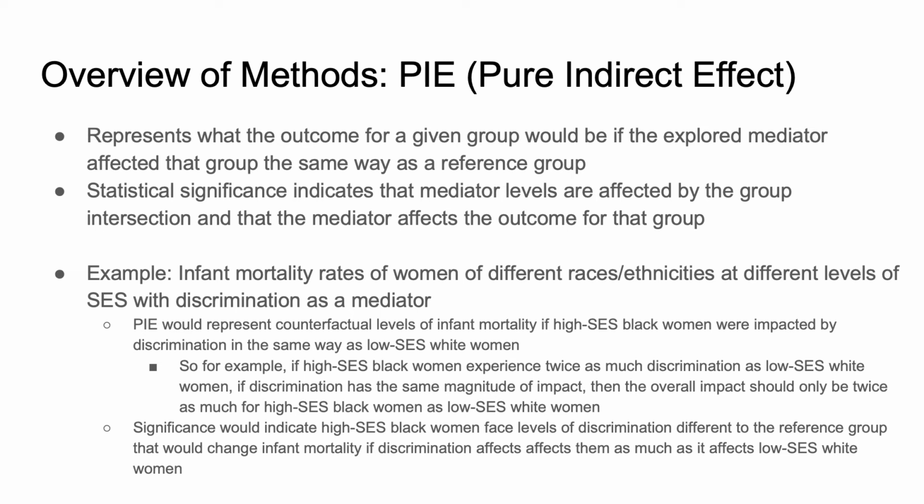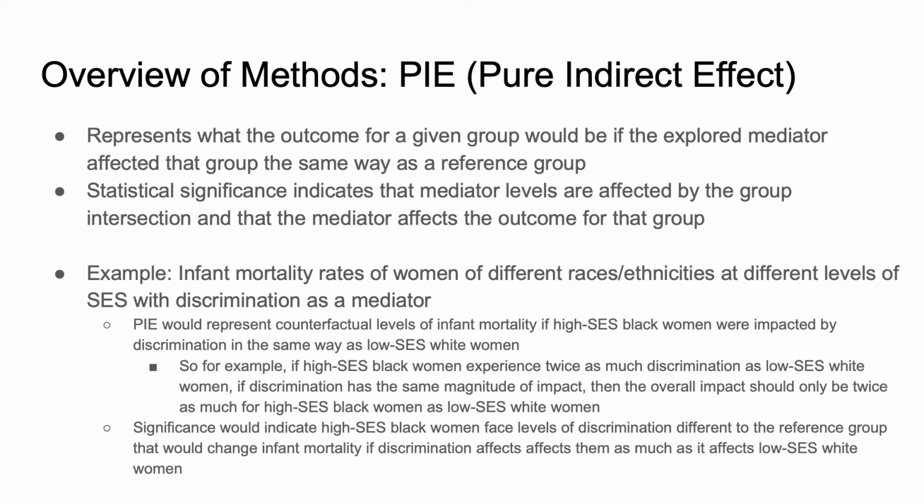This is a difficult topic to think about, so let's consider a more specific situation. If high SES Black women experienced twice as much discrimination as low SES white women, then if the magnitude of the impact of discrimination were the same for both, the effect of discrimination on infant mortality should be exactly twice as much. To contrast, consider a situation where discrimination has twice the impact for high SES Black women as low SES white women, and that the level of discrimination for high SES Black women is still double the levels. In that case, the expected impact overall would be 4 times as much, even though high SES Black women experienced twice as much discrimination, because of the doubled magnitude of impact.